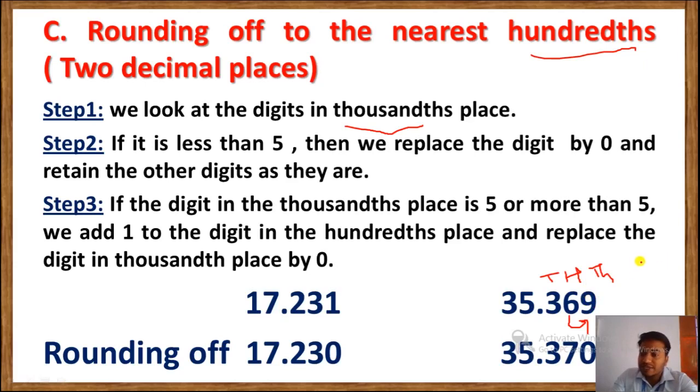So 9 is greater than 5. So what we have to do? We have to increase this 100th value by 1. When we increase this 100th value by 1, we will get 6 plus 1, 7, and we will replace the 1000th place by 0. As you can see, here we have 9 and here we have replaced it by 0, and this side will be as it is. That means 35.3 will be the same. Understood? So this is rounding up to the nearest 100th.